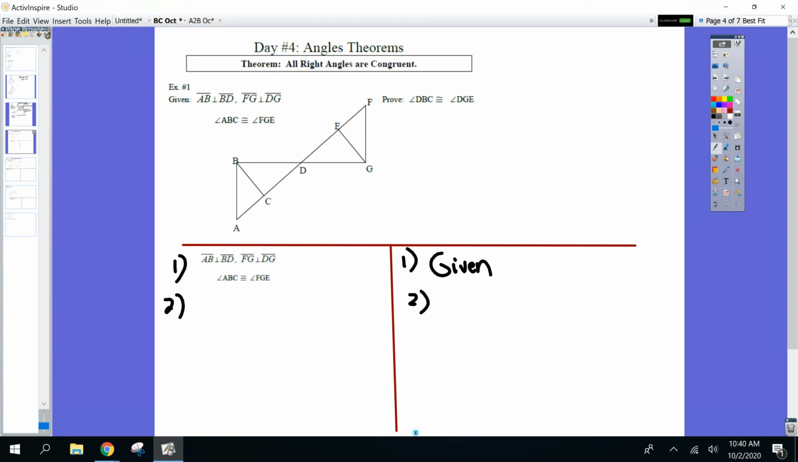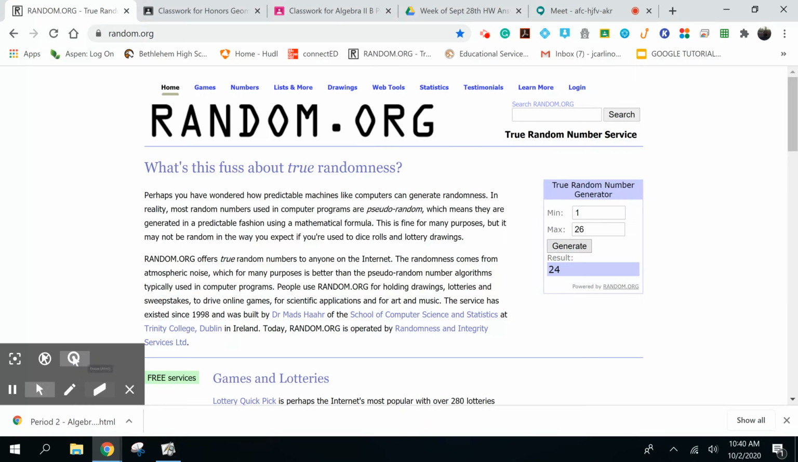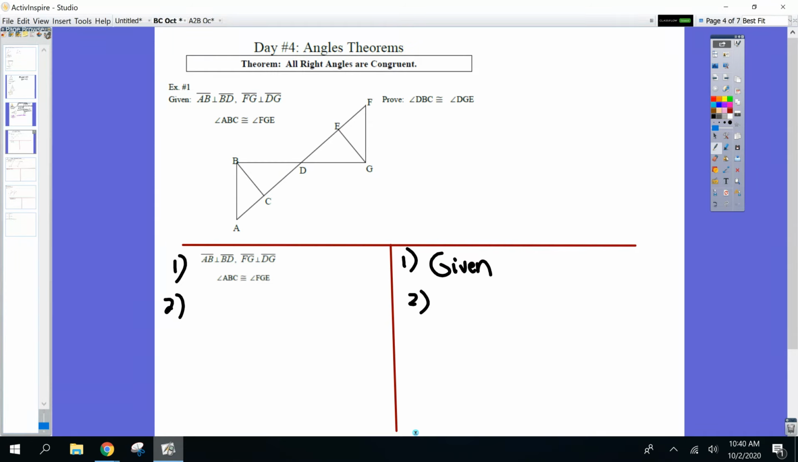Okay, let me open it up to everybody now. What markings are you putting on your diagram? Just give me one pair of markings, please. Emma, one pair of markings. I did the arc marks on angle ABC and FGE.